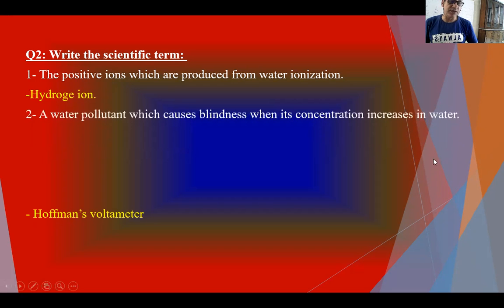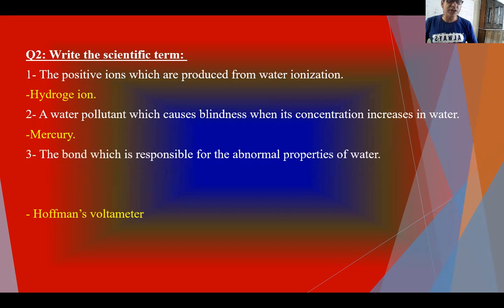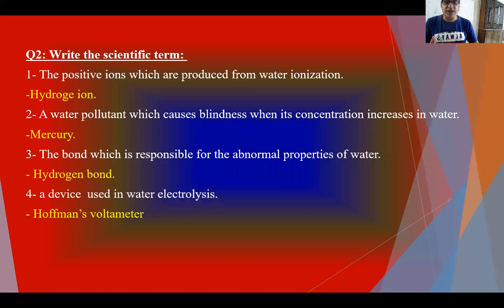Water pollutant which causes blindness, increasing of what in water? Mercury, increasing of mercury. The bond which is responsible for all the abnormal properties in water, we already know it: hydrogen bond. A device used in water electrolysis is the Hoffman voltameter.